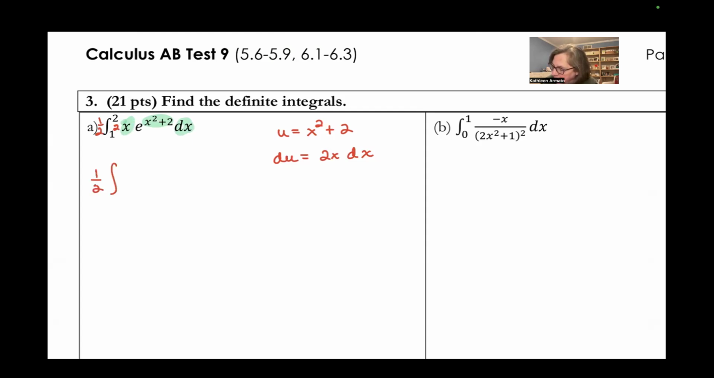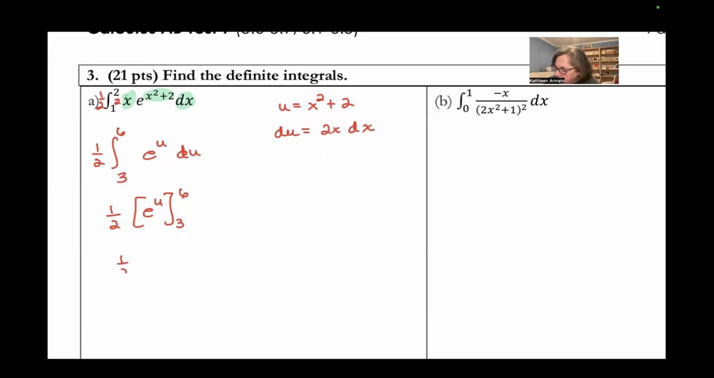The x dx becomes du. The e to the x squared plus 2 is just e to the u. All right, let's put the 1 in here. I get 3. If I put 2 in here, I get 6. So I'm integrating from 3 to 6. Integral of e to the u is just e to the u. I evaluate from 3 to 6.